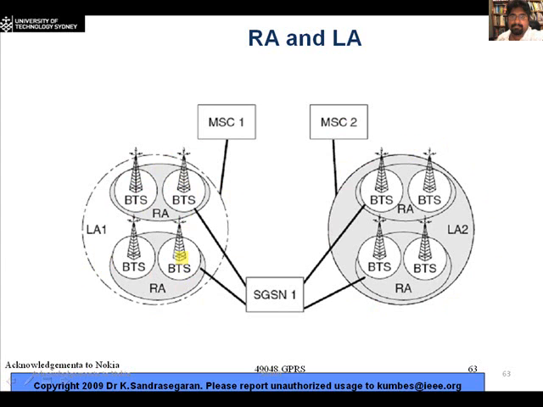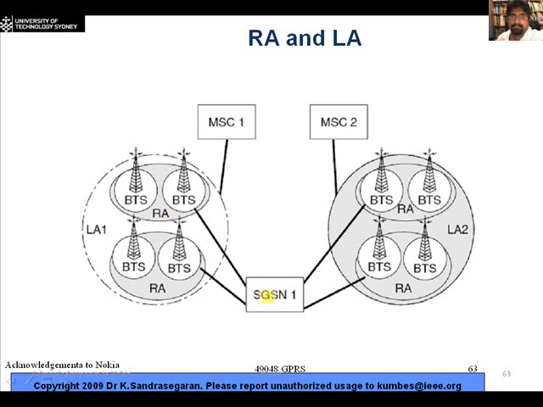You might say, okay, we are going to create a routing area which is just these 2 cells, and this routing area is connected to SGSN 1, and then you have another routing area here which is made up of these cells, and so forth. So in this case, you have a number of routing areas that work off this one SGSN.